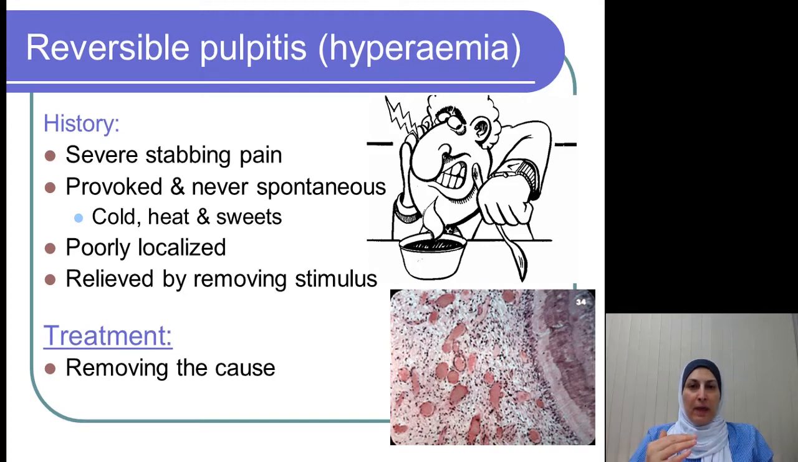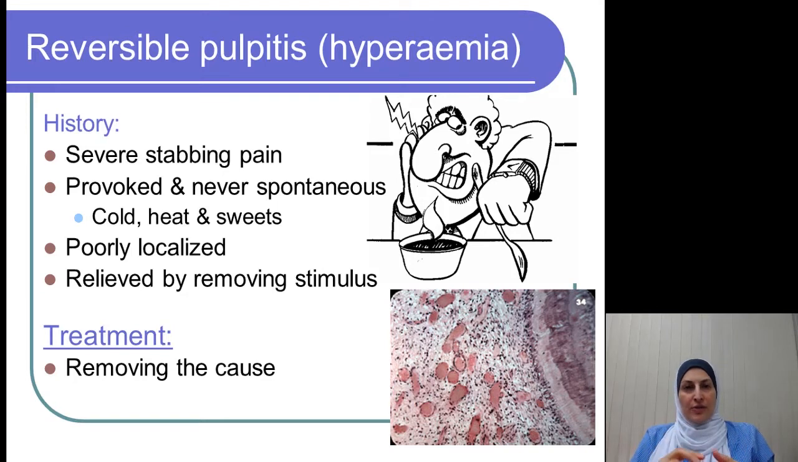So this is how the patient describes his pain, and this is why we rely a lot on taking the history of pain, because it gives you the clue of the diagnosis. The problem of this pain is that the nerves that feel or transmit this pain are located within the pulp.